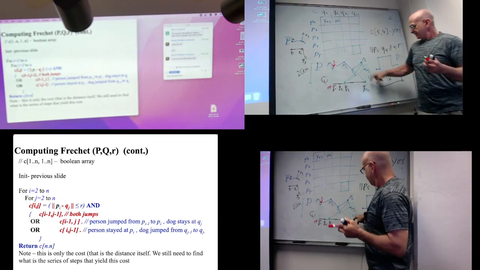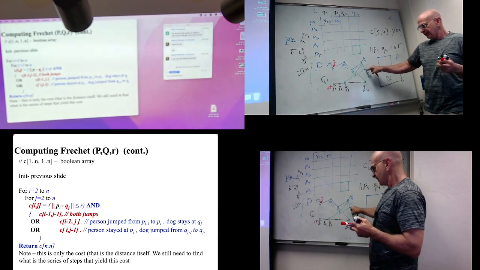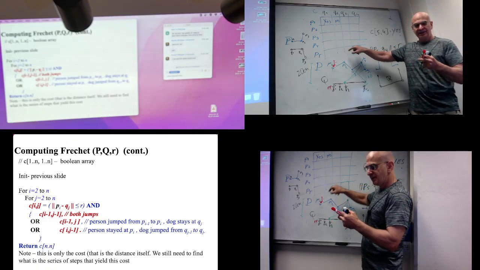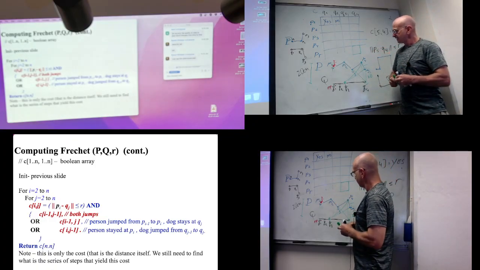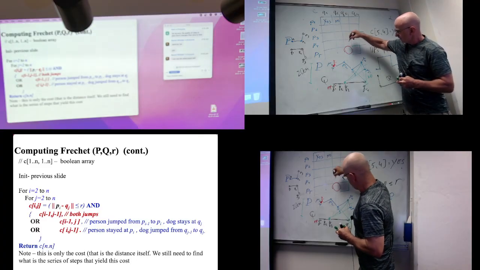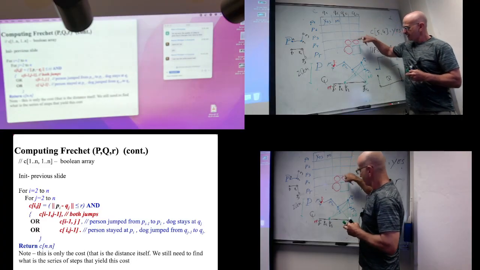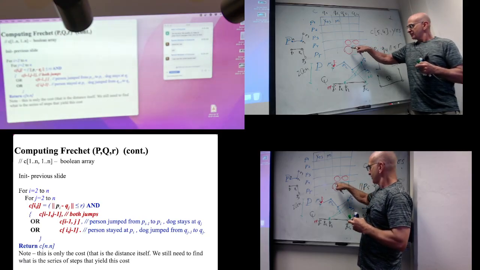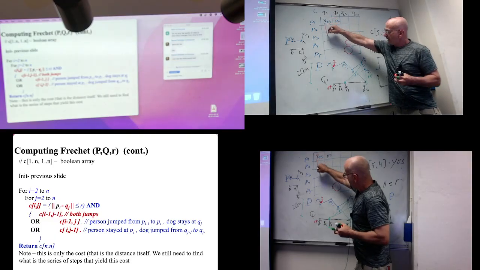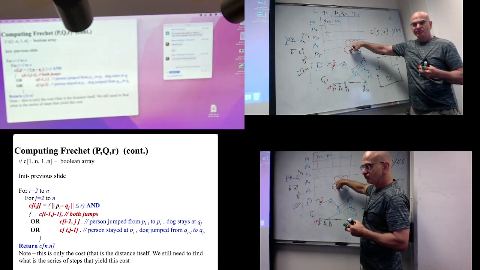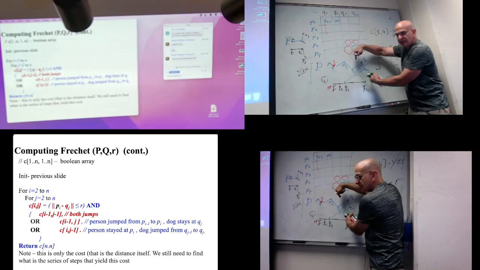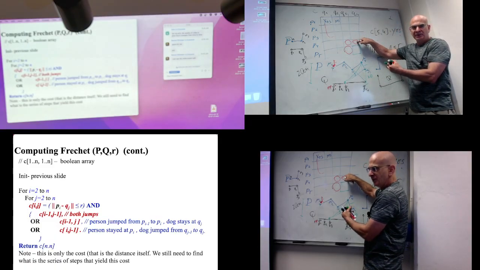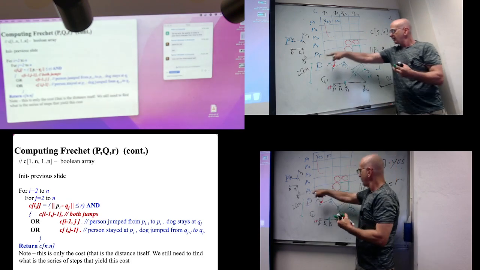When can I say yes? If this distance between the last two vertices is yes, and one of the cells that I will write here is yes. Either this is yes, or this is yes, or this is yes. At least one of them must be yes, because it means there is a way to reach all the way to here. There is a schedule of the dog and the man that will take you all the way to either here or here or here, maybe both. And all this time you don't need a longer leash.